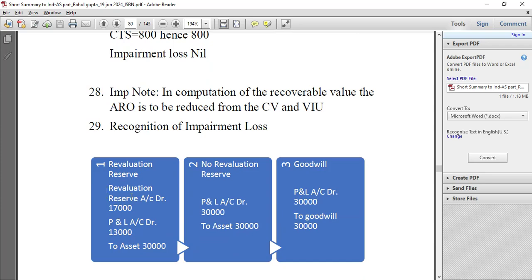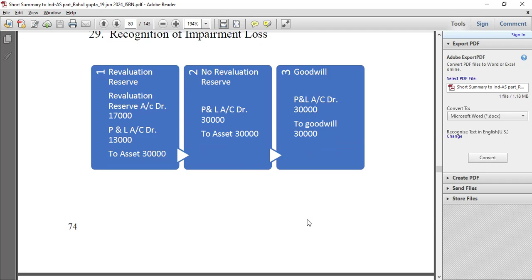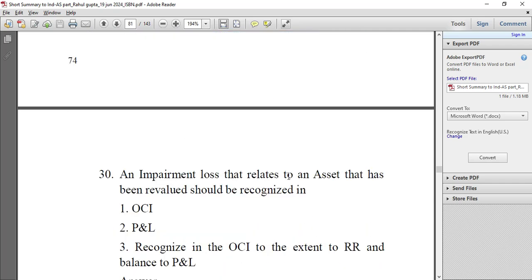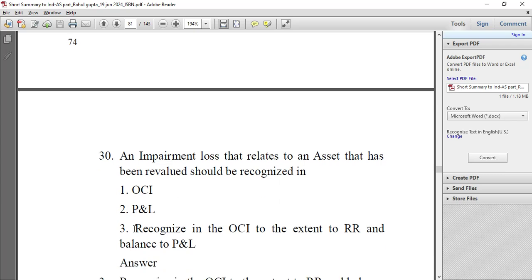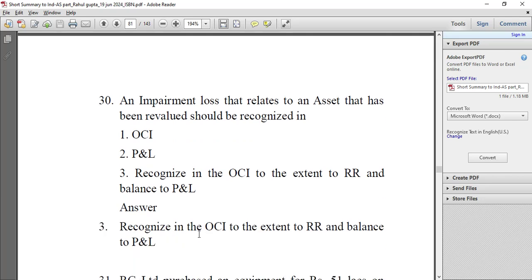Recognition of impairment loss. Revaluation reserve account debit, P&L account debit, to asset account. If no revaluation reserve, P&L account debit to asset account. Goodwill: if the goodwill is there, then P&L account debit to goodwill. An impairment loss that relates to an asset that has been revalued should be recognized in OCI to the extent of revaluation reserve and balanced to the P&L.